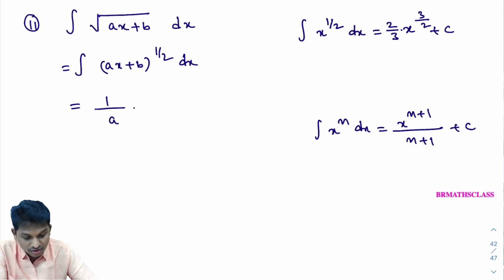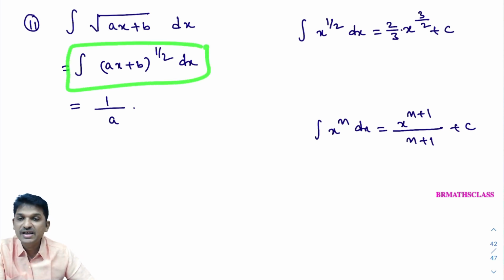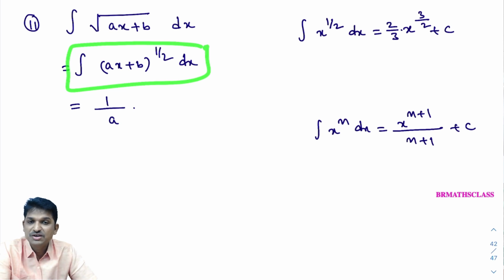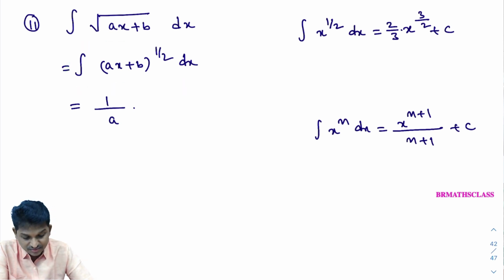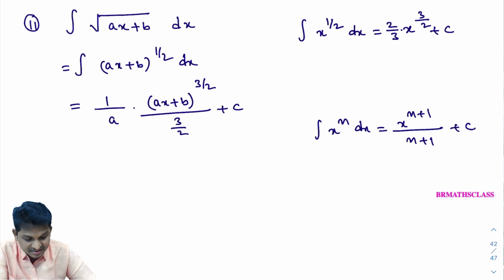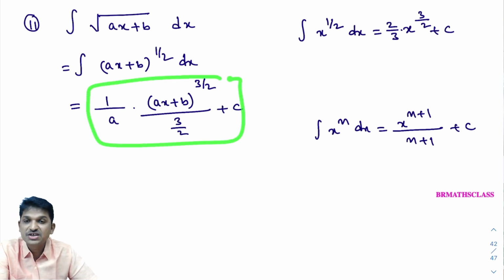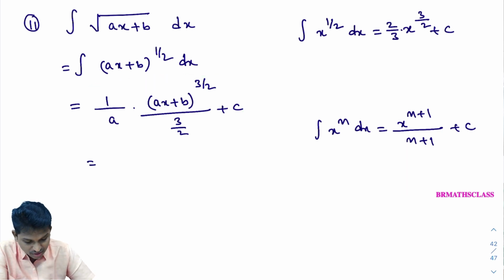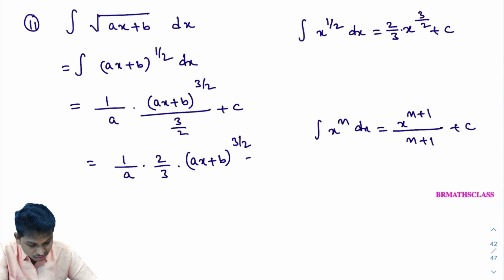1 by a into, it is of the form integral of x power n dx. In place of x, ax plus b is there. Integral of x power n dx is x power n plus 1 divided by n plus 1. So what you will get here is (ax plus b) whole power 1 by 2 plus 1, 3 by 2, divided by 3 by 2, plus c. Now a little bit of simplification: that equals 1 divided by a into 1 divided by 3 by 2, which becomes 2 by 3, into (ax plus b) whole power 3 by 2 plus c.